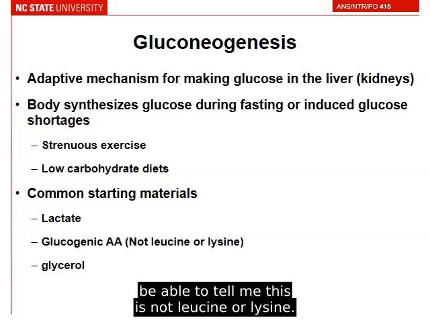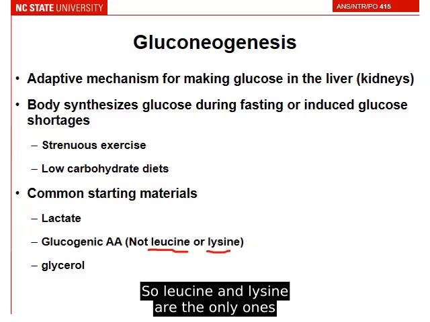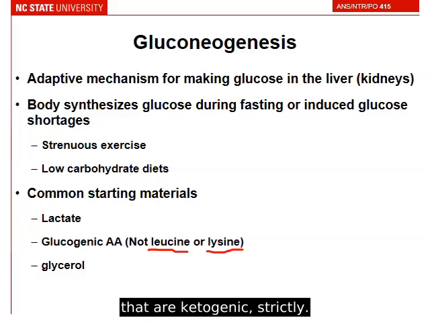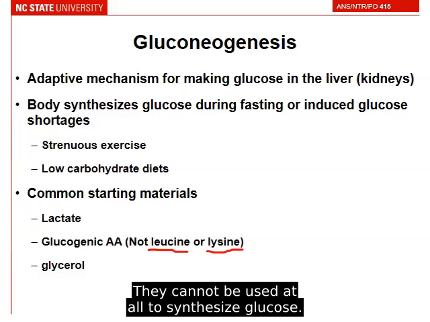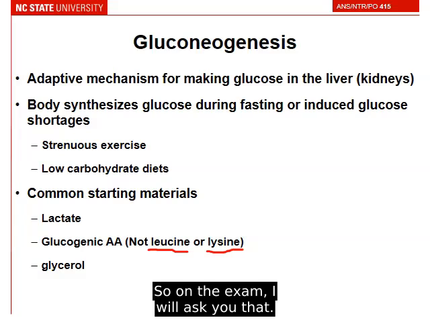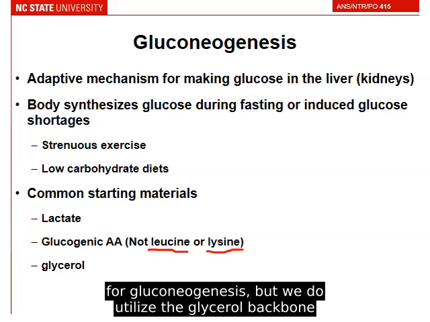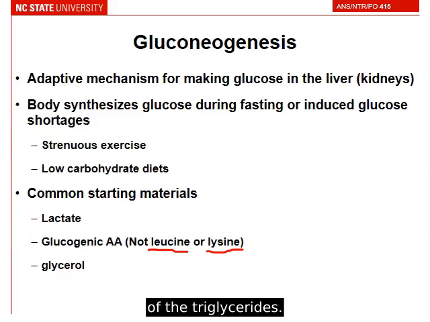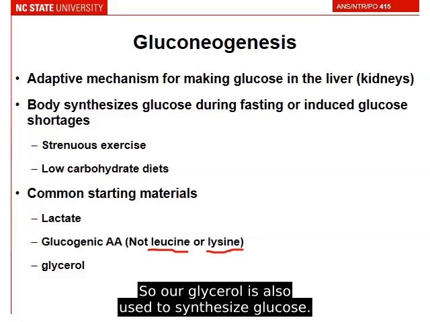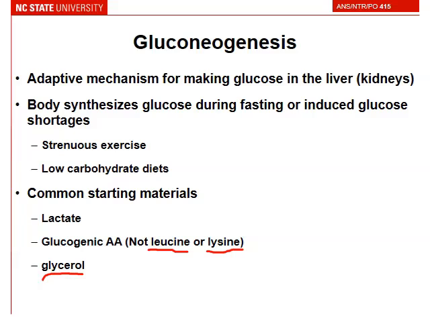So be able to tell me this is not leucine or lysine. Leucine and lysine are the only ones that are strictly ketogenic. They cannot be used at all to synthesize glucose. So on the exam, I will ask you that. And then we are not able to utilize fatty acids for gluconeogenesis, but we do utilize the glycerol backbone of the triglycerides. So our glycerol is also used to synthesize glucose.